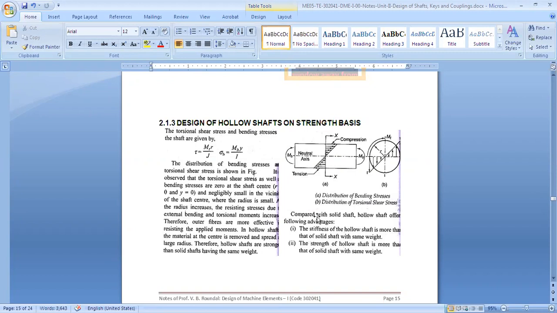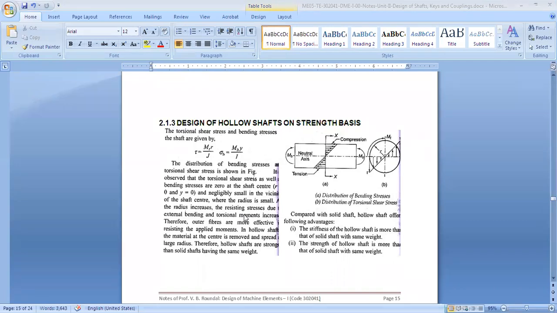See, the equation is still the same: MT upon J is equal to tau upon R. So the first two parts we use for the strength basis, right? We know that for the design of the shaft, we use the first two parts of the torsion equation: MT upon J is equal to tau upon R.